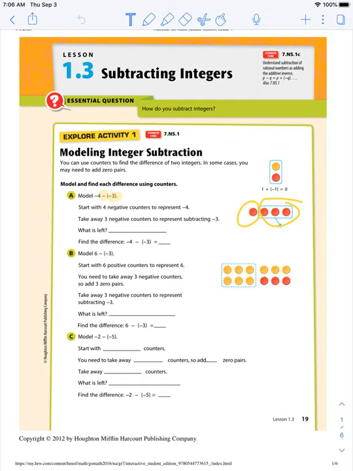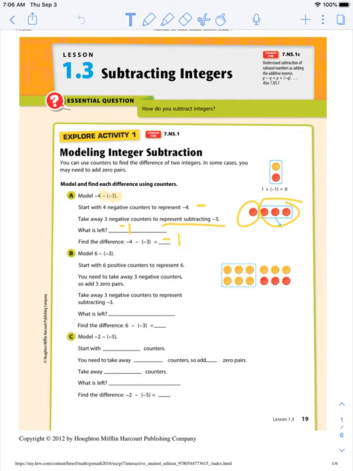So we started with 4 negative counters to represent -4. We take away 3 negative counters representing subtracting -3. What is left? 1 negative counter. It's negative, so -4 minus -3 equals -1.